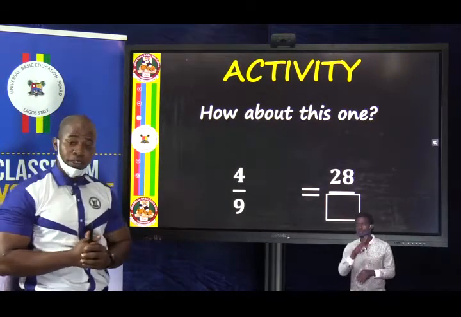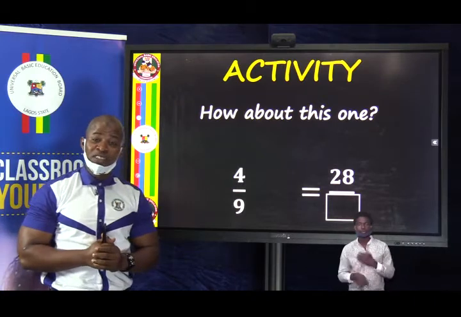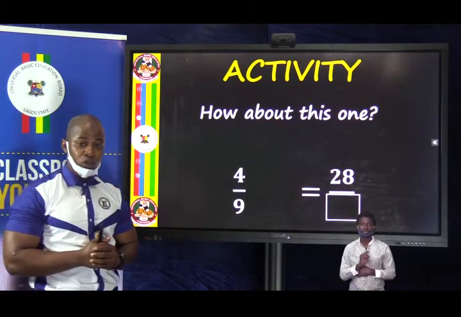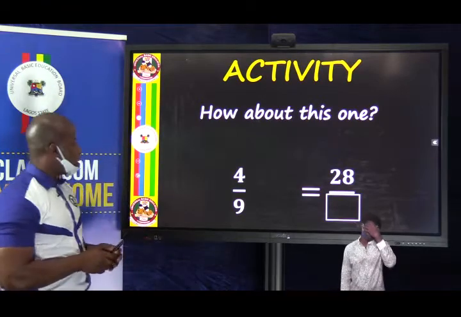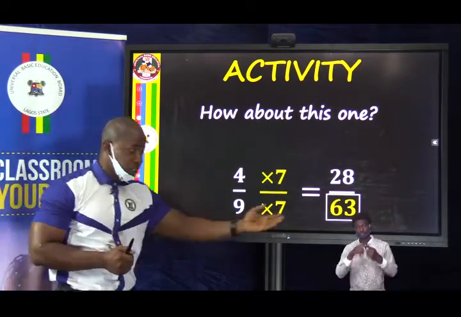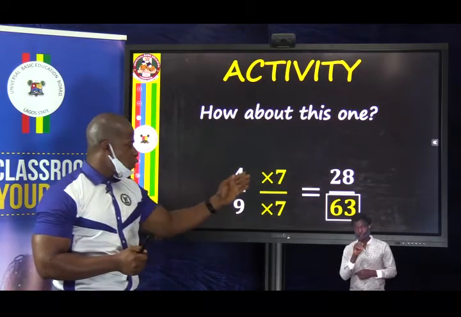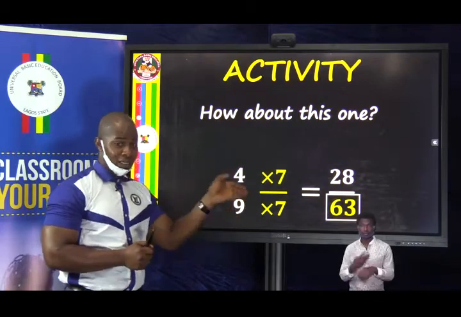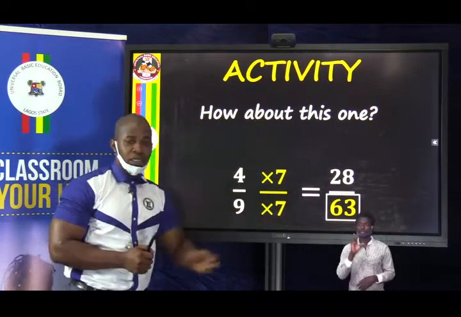10, 9, 8, 7, 6, 5, 4, 3, 2, 1. Let's check it out. That number, my friend, is going to be 63. Why? Because 4 times 7 is 28, so I will have to multiply 9 by 7 too. That will give me 63.